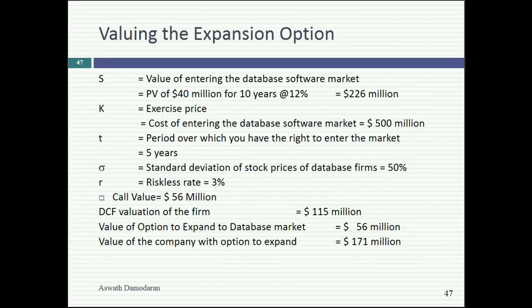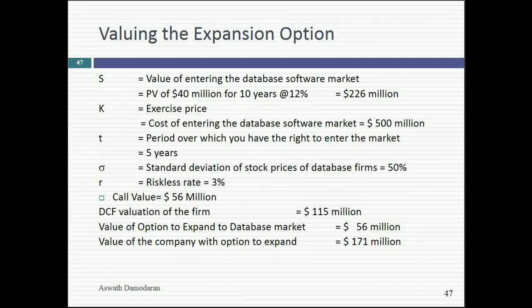$40 million a year, every year for 10 years at a 12% cost of capital, which reflects the risk of the business, is $226 million. So if I decide to develop this program today, the value that I get is $226 million. The cost of doing it is $500 million. So if I computed the net present value of this project today, it's 226 minus 500, which is minus 274 million.